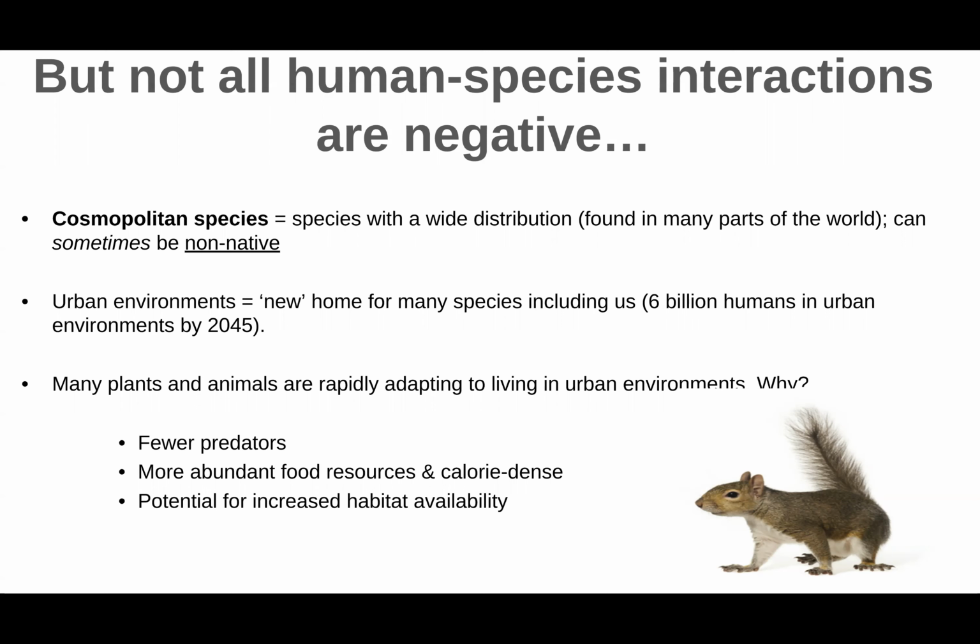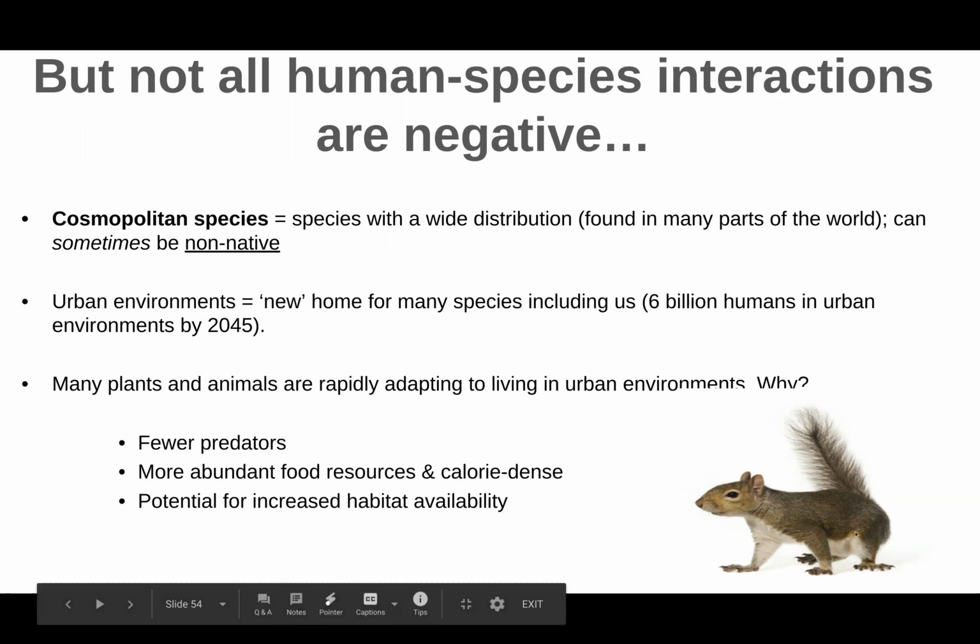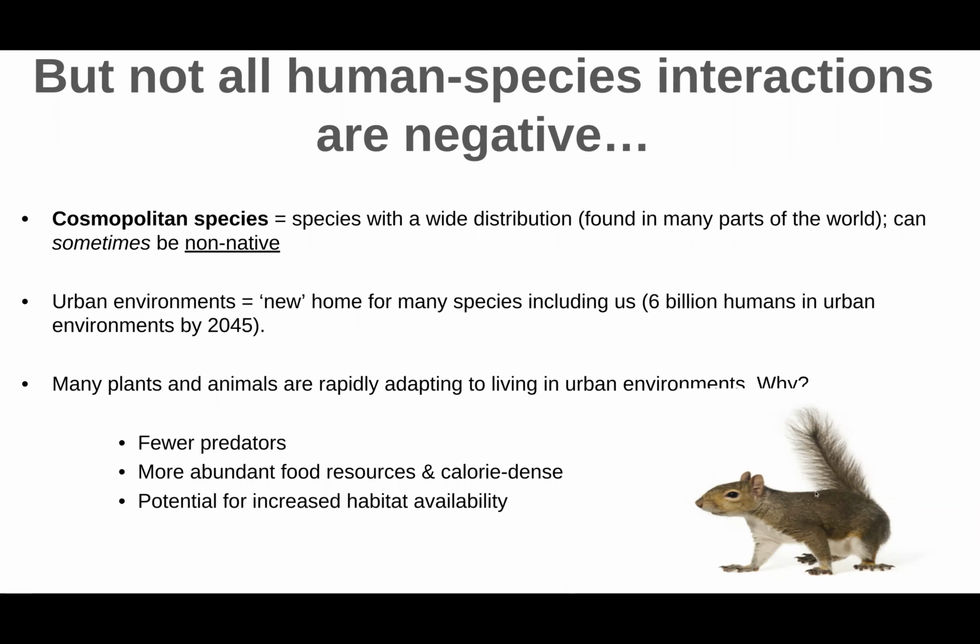And humans do have a direct role in how species interact and how communities work. As a definition, we have what's called a cosmopolitan species. This is a species with a very wide distribution. It's something that's found in many parts of the world. It can also be something that's non-native, something that's not naturally found in a location, and we'll talk about this tomorrow. But an example of this is the squirrel or the mouse, right? It's a very cosmopolitan species. You find these across the globe, in many different habitats and many different regions.